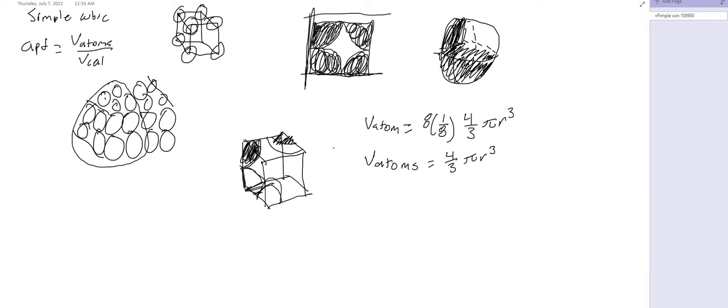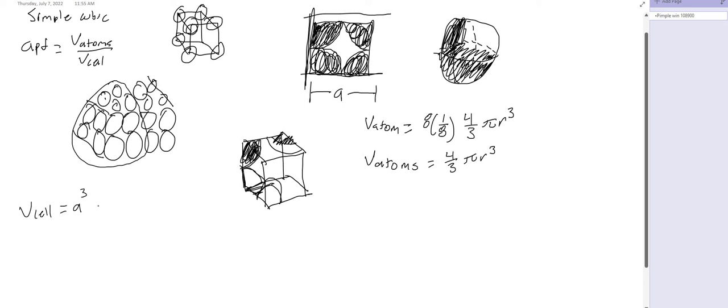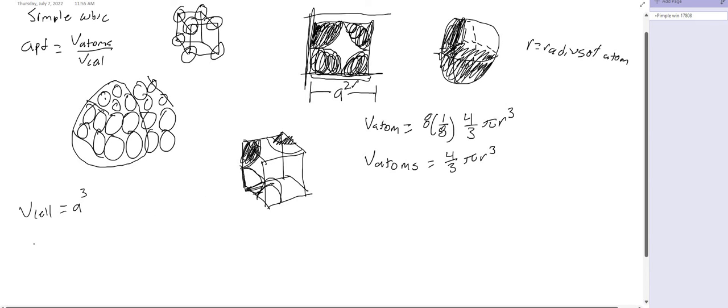Alright, so now we need to find the volume of the cell, right? And it's a cube, so we're going to have some length a, right? And volume of the cell is going to equal a cubed. In this case, what is volume of the cell? Well, if these atoms are touching each other, a is going to be 2r, right? r being the radius of the atom. So V cell equals (2r) cubed. V cell equals 8r cubed.